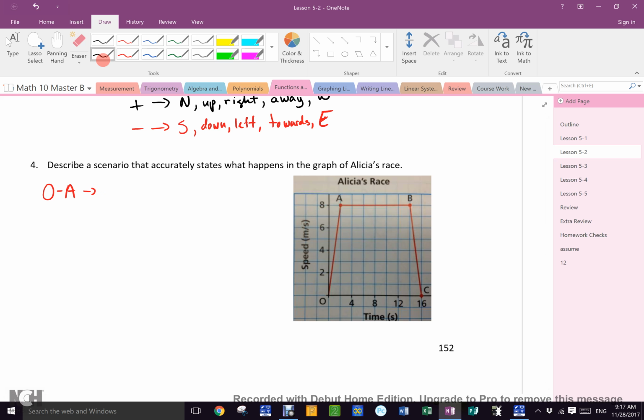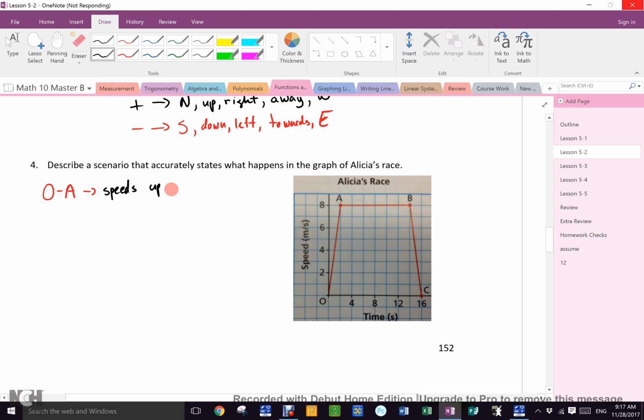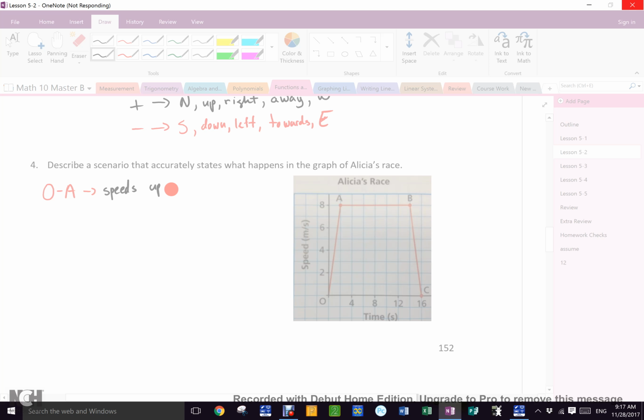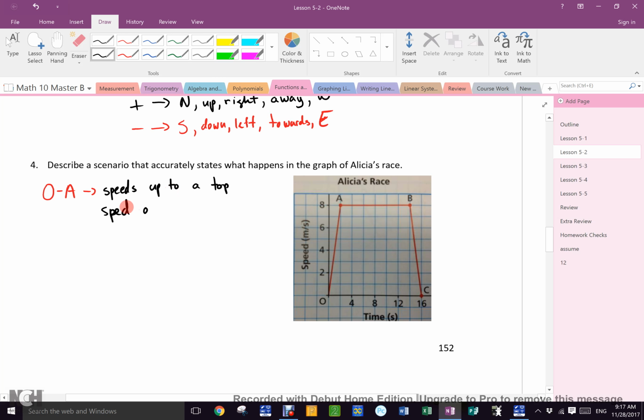All right, so what happens from O, which is the origin, to A? What is Alicia doing? Speeding up. She speeds up to a top speed of what? 8 meters per second. She's real fast. So she speeds up to a top speed of 8 meters per second in 2 seconds.